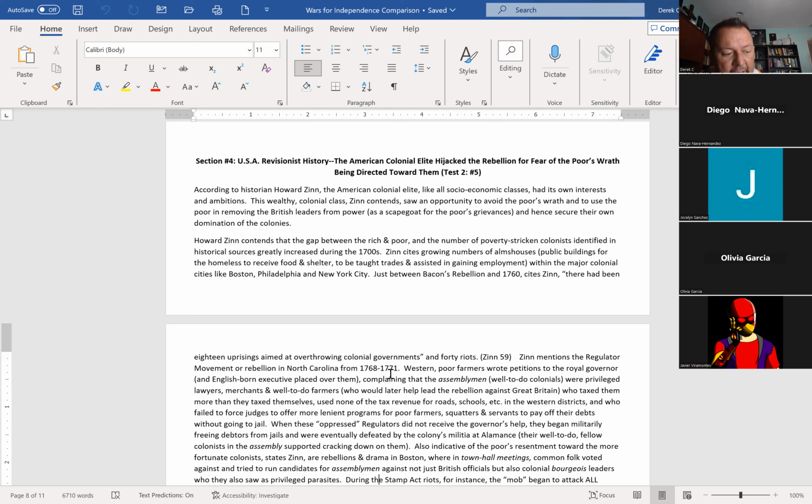So for Howard Zinn, the founding fathers shrewdly manipulated the common people by a combination of promising them rewards and threatening punishment. This well-to-do founding father group kind of hijacked the rebellion for themselves and their own benefit, and used and lied to the common people to get them to fight for them. Very cynical thesis.